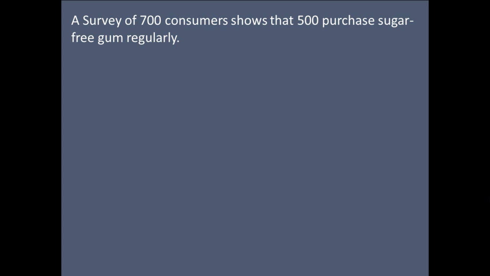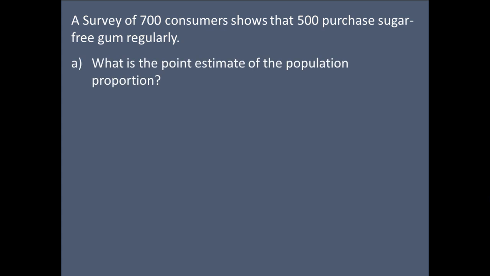Looking at an example, here we have a survey of 700 consumers showing that 500 of them purchase sugar-free gum regularly. So first of all, what is a point estimate of the population proportion? Well, remember, every population parameter has a point estimate, and that point estimate is the equivalent sample statistic. So here, our point estimate for P would be P hat, our sample proportion, the 500 that are purchasing the gum divided by the sample size of 700. So for P hat, we get 0.714 and all the decimals that are associated with it after that.